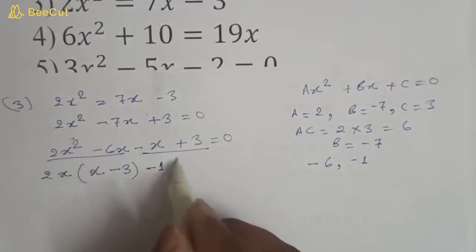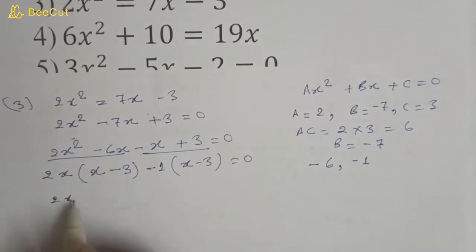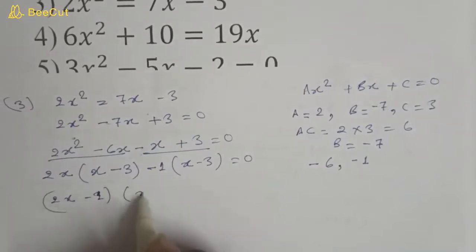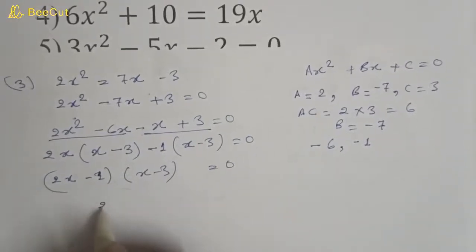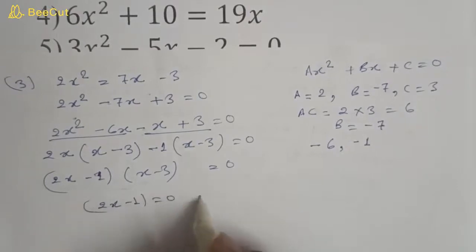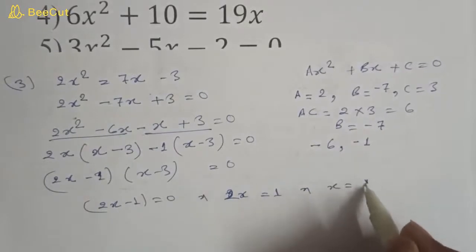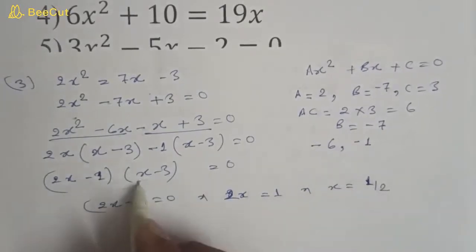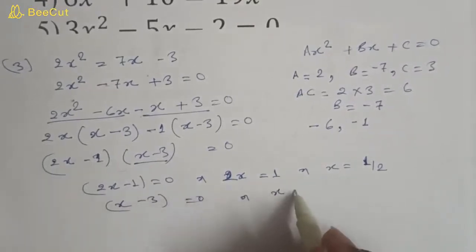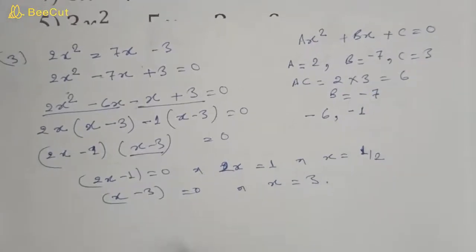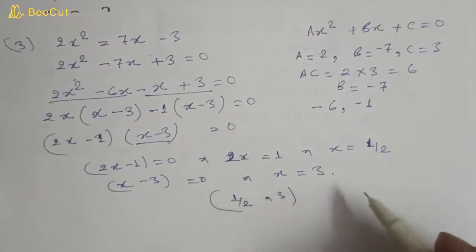If we take common minus 1 from here, then it will become x minus 3 is equal to 0. So we will get 2x minus 1 and x minus 3 is equal to 0. So like previous cases, we can put 2x minus 1 is equal to 0. So here we will get 2x is equal to 1, or x is equal to 1 by 2. Okay, and in this case x minus 3 is equal to 0. So we will get x is equal to 3. Okay, so 1 by 2 and 3 are the two roots of this quadratic equation.